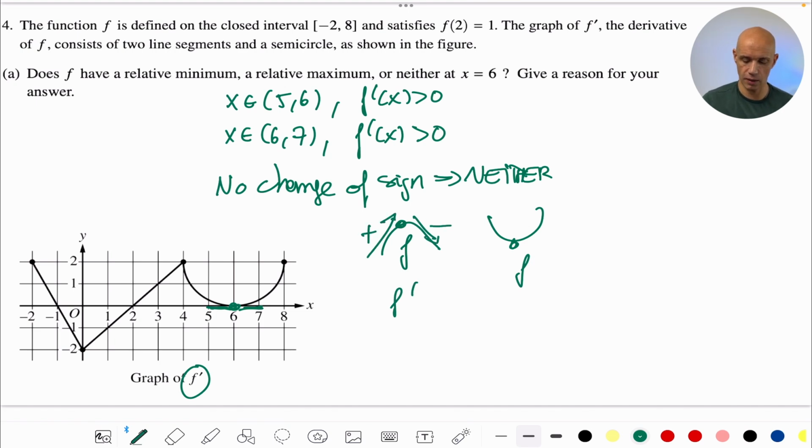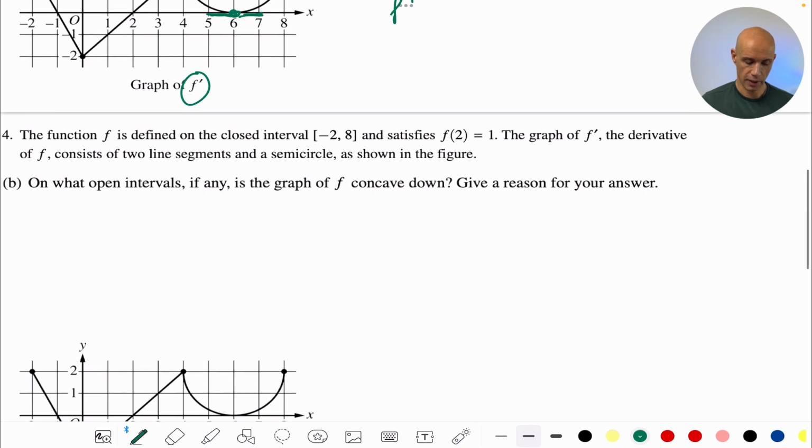It increases and it decreases. If it's a minimum, first it decreases and then it increases. But here we have no change of sign, so it's neither. Okay. Now let's move on.